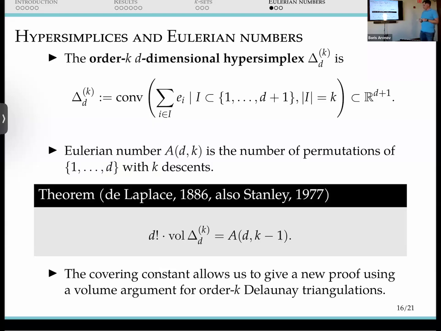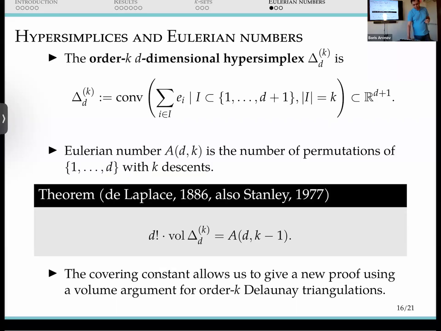And initially it was hinted at in the paper of Laplace from 1886. As far as I understand, the proof is by induction, but I don't know 19th century French, so I will not vouch for that. But there's also a very nice combinatorial proof by Stanley from 1977, where basically he constructed a way to represent the hypersimplex as a union of that many basic lattice simplices, so simplices with relative volume 1 over d factorial.